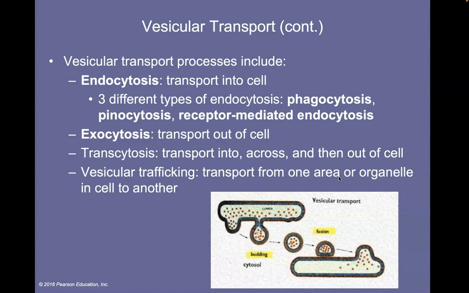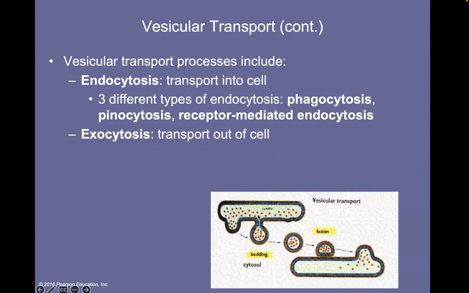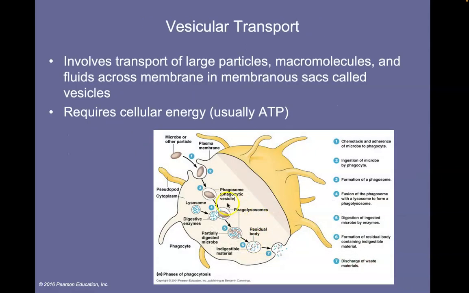Transcytosis is just transporting things into, across, and then out of the cell. So we won't really use this word all that often. I'll mention it here, but honestly, I'm not going to test you on transcytosis and vesicular trafficking, just because it gets into a little more cytology than you guys probably need. But oftentimes we're transporting something into the cell, across, and then out of the cell, just like you saw here. So this would be kind of transcytosis. We're transporting something into the cell, across, and then actually digesting it, and then transporting out of the cell via exocytosis.